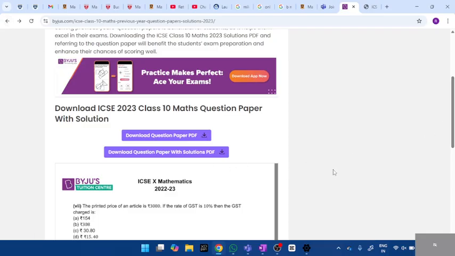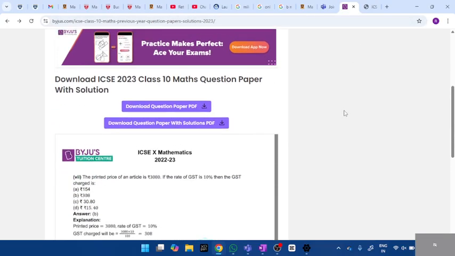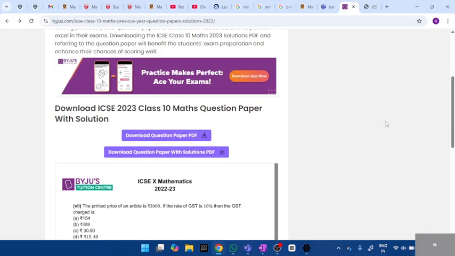The printed price of an article is 3080. GST is 10%. What is the GST amount? How do you calculate, students?